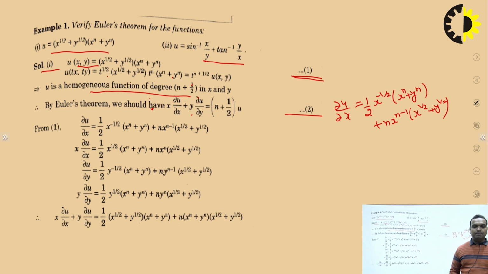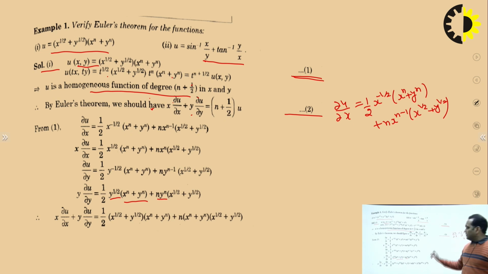Similarly, we can find the partial derivative with respect to y. We get ∂u/∂y = (1/2) y^(−1/2)(x^n + y^n) + n y^(n−1)(x^(1/2) + y^(1/2)) by the product rule. It implies y ∂u/∂y = (1/2) y^(1/2)(x^n + y^n) + n y^n (x^(1/2) + y^(1/2)).